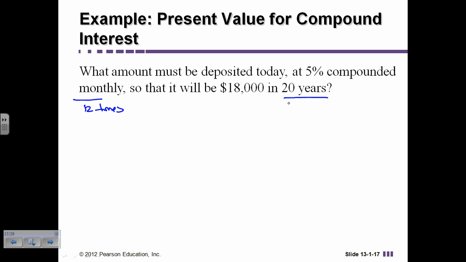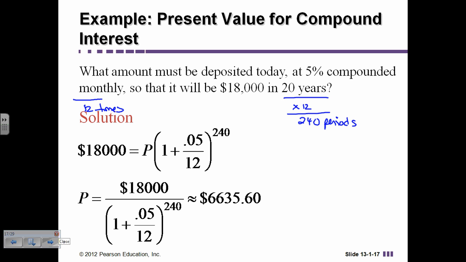20 years would be times 12, which would be 240 periods. So then if we substitute that information into our formula, 18,000 is the future value. I'm looking for the principal. The rate is 0.05, the number of compounds is 12, and it's 240 periods.